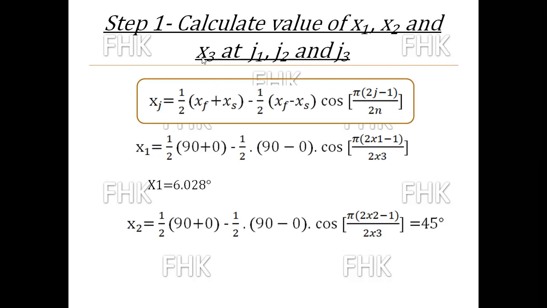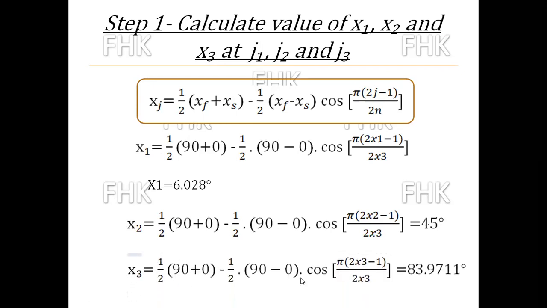And now the third parameter that I have to find out is x3. This complete term will become the same, cos of π(2j−1)/2n, where j is equal to 3, so (2×3−1) divided by 2 into 3 into 180/π. So the value of x3 I am getting here is 83.9711 degrees. So this is the first step, to find the values of x1, x2, x3.